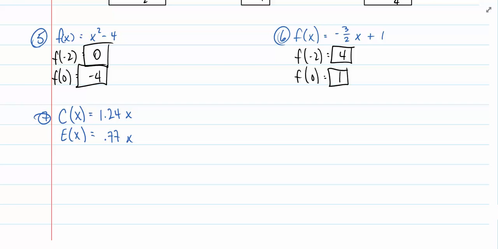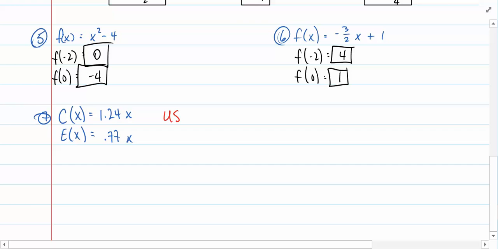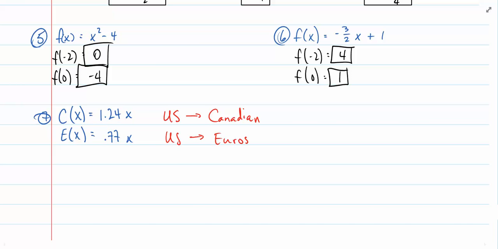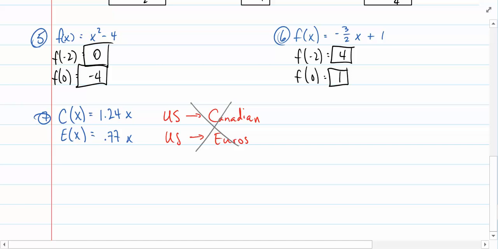Unfortunately, starting with these two formulas will lead us in the wrong direction, because these two formulas transform US dollars to either Canadian or US dollars into euros. And that's not really what our objective is here. Our objective is to start with Canadian dollars and transform them into euros.